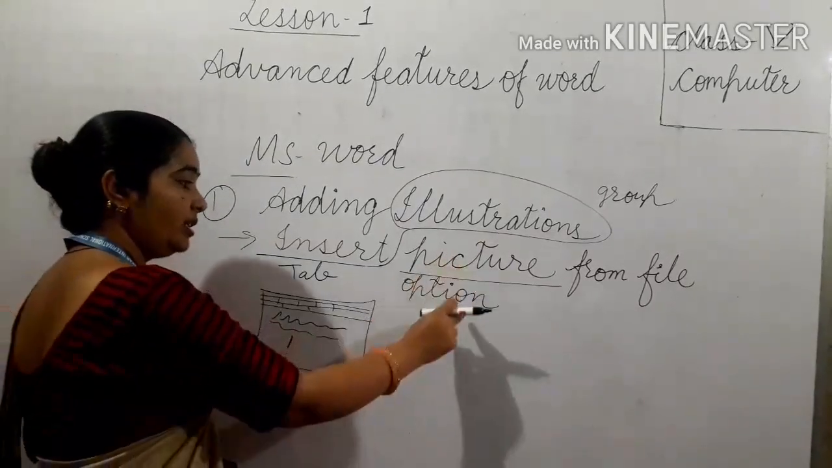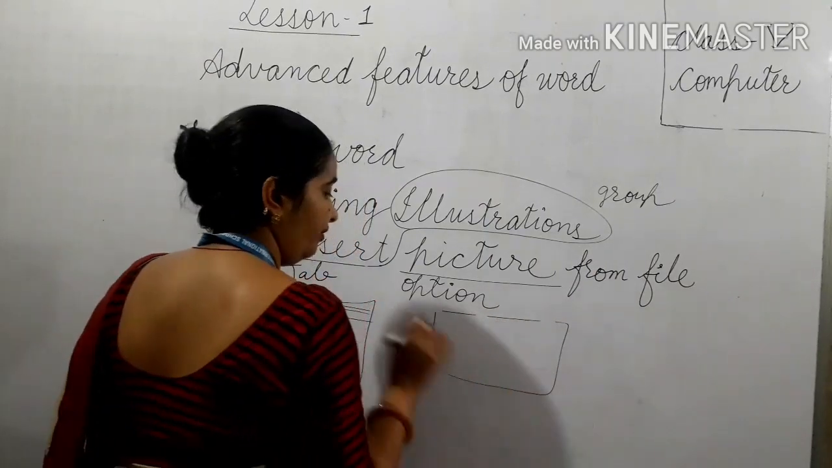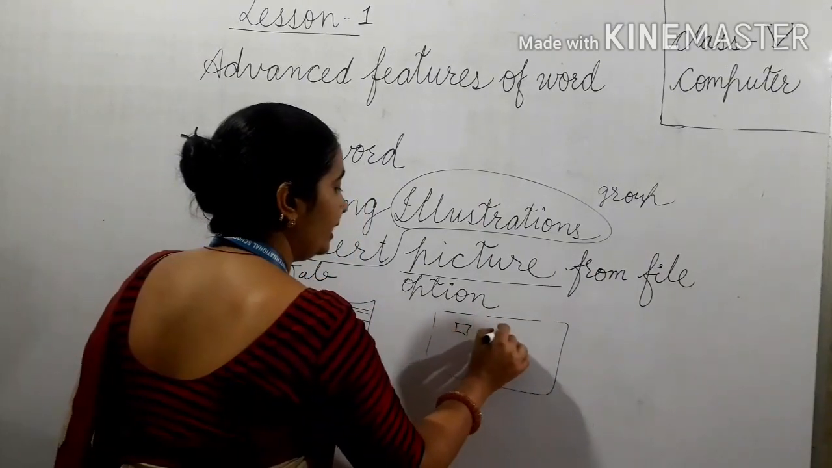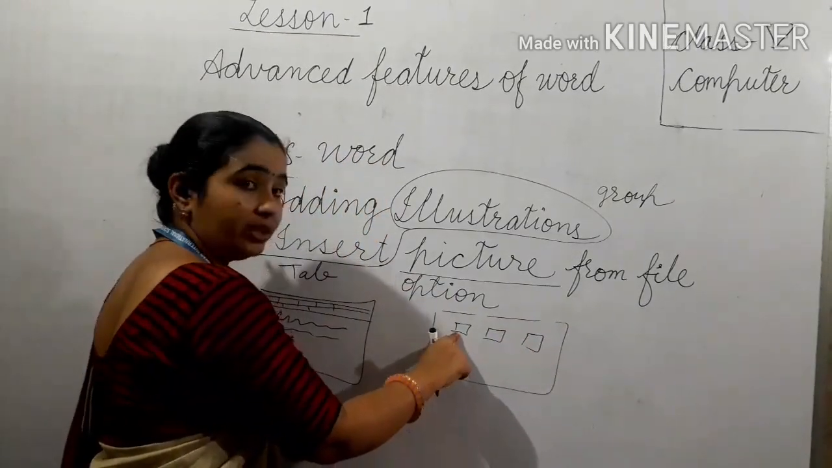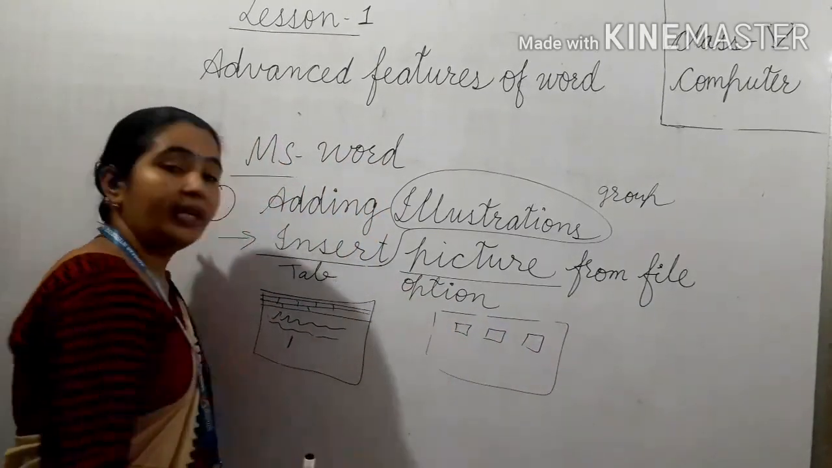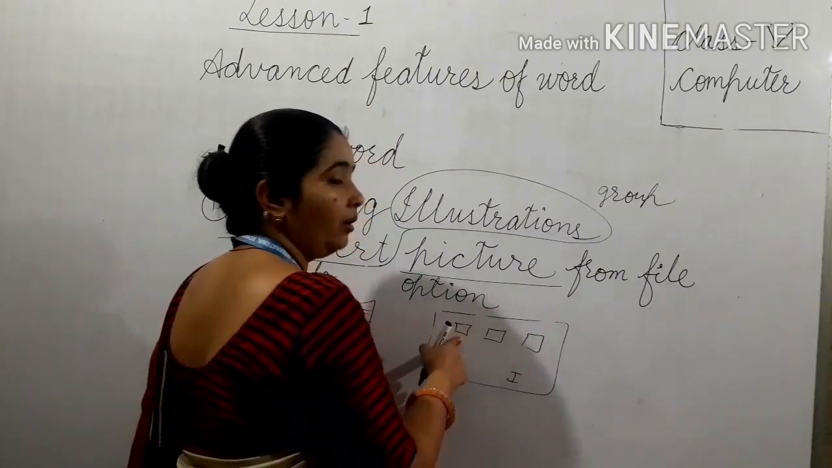As we click on the picture option, a window with many pictures will appear in front of us. There you will get so many different pictures. Whichever picture you want, click on that picture and click on the Insert button, or directly you can double click on the picture.